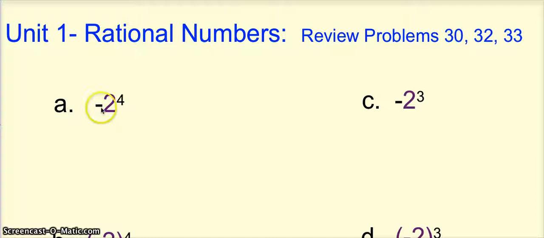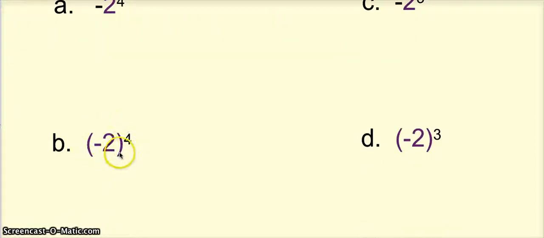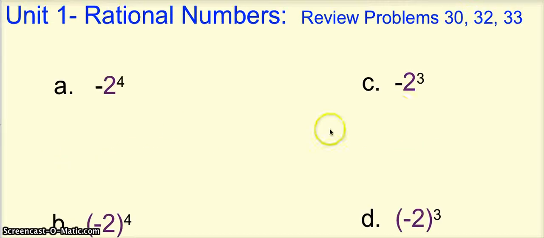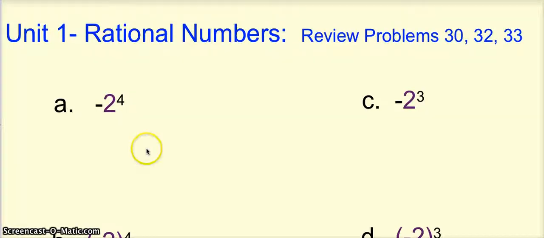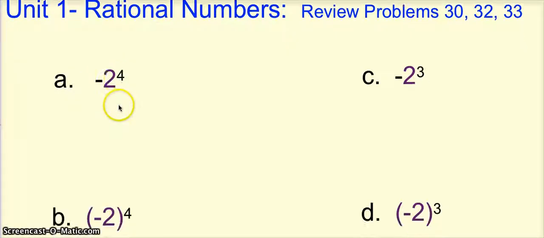So here I have negative 2 to the fourth power, the quantity of negative 2 to the fourth power, negative 2 to the third power, and the quantity of negative 2 to the third power. Now, when there is no parentheses around the negative sign, then it means that this exponent 4 is just attached to the 2, which means we're going to take the opposite of whatever 2 to the fourth is, because that's what it means to have this negative sign out front. We're taking the opposite of 2 to the fourth.